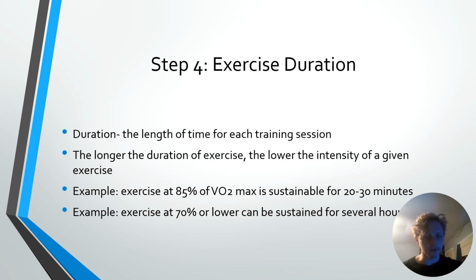Exercise duration is step 4. The length of time for each training session. The longer the duration of exercise, the lower the intensity of a given exercise. So 85% of VO2 max is sustainable for roughly 20 to 30 minutes, and exercise at 70% or lower, that's steady state cardio, zone 2, if you will, can be sustained for several hours.